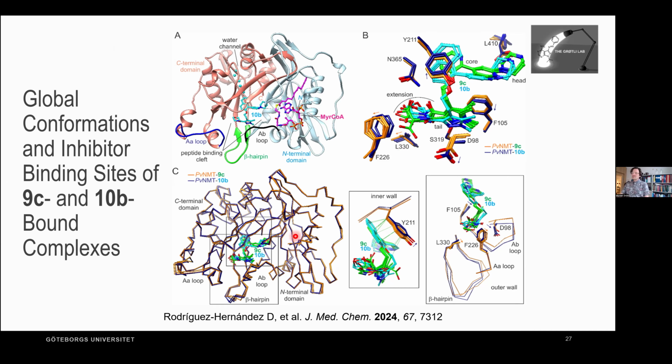If you go down to the C panel, you see that in the smaller box here, that's highlighted here, we looked at the interactions between this single tyrosine and part of the molecule. We call this the inner wall because this is an amino acid that actually defines the binding site for these inhibitors. The bigger box looks at what happens with this hairpin down here. When you zoom in, you see that the binding of these different compounds, 9C and 10B, has quite a bit of impact on how this loop looks. So again, there is quite a bit of flexibility, plasticity, of the enzyme.